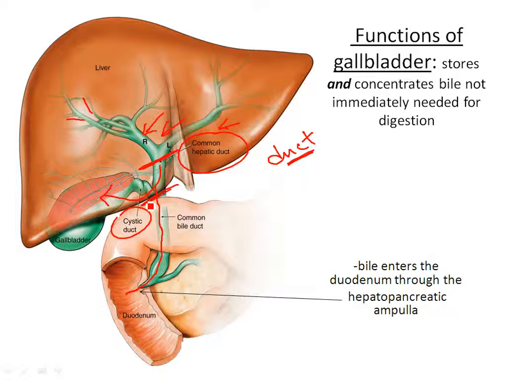After the cystic duct, the name changes. It becomes the common bile duct. And at this point, it will carry the bile down to the small intestine, and it will go out of an opening called the hepatopancreatic ampulla. You may remember this from studying the pancreas in the endocrine system. So this is going to be the opening that allows the bile to enter the small intestine.